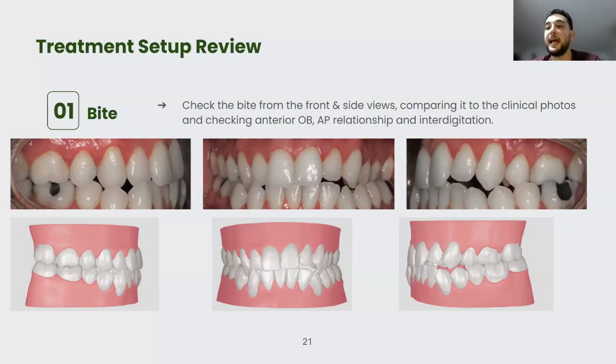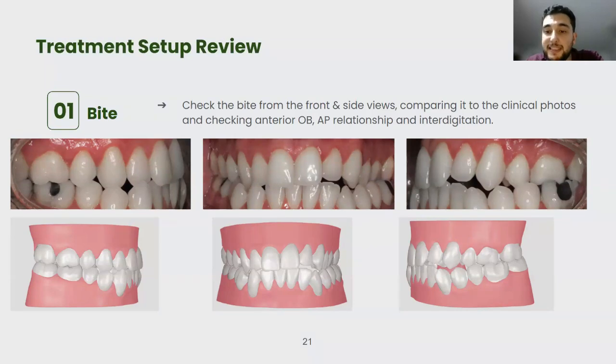We're going to get issues sometimes with the bite. So before anything, before wasting my time going through a plan that is based on a wrong bite, because if I miss that this is a wrong bite and I approve the plan, I'm going to get unfavorable movements in the patient's mouth, and I'm going to get results that are far different from reality. So we check the bite from the front and the side views, comparing it to clinical photos, and checking the anterior overbite, anterior-posterior relationship, and the interdigitation.